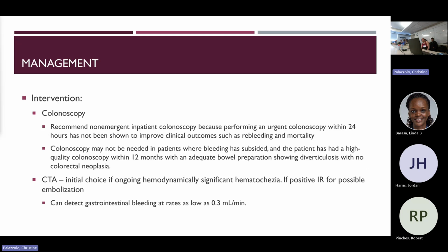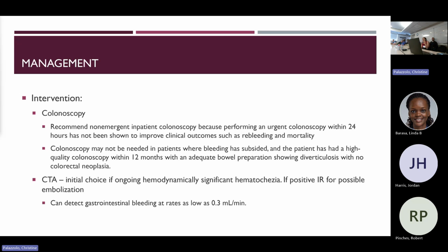All right, and then what are we doing for intervention? So I feel like colonoscopy is definitely the way to go to evaluate these patients. Our guidelines say non-emergent inpatient. There hasn't really been shown an improved outcome in patients had happened within 24 hours, because remember, we got to prep all these patients too. And as I mentioned before, if patients aren't prepped, we really can't see anything and there's not much we can do if there's a lot of solid stool around.